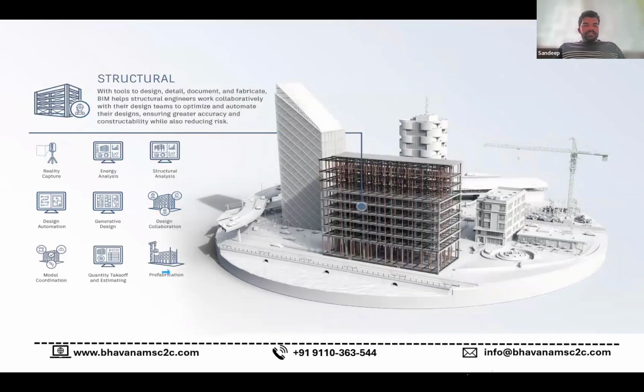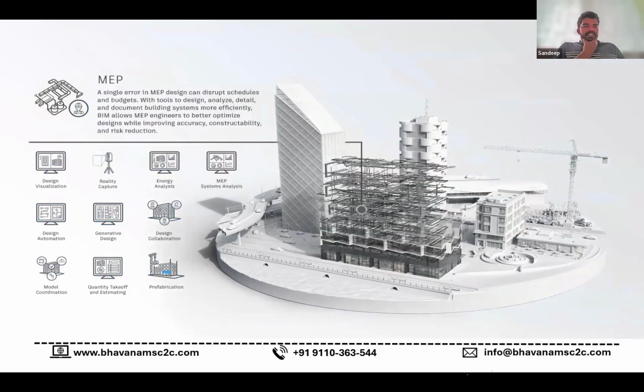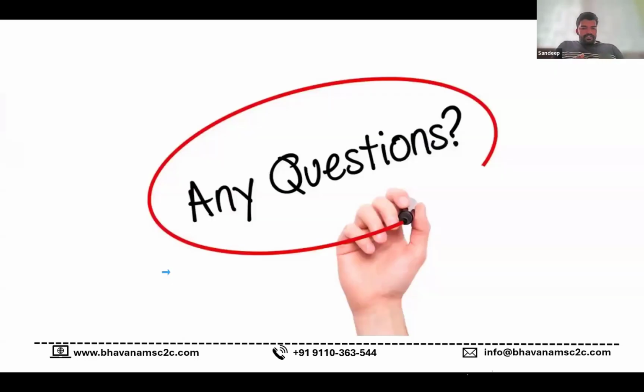Similarly for the structure, we can perform the same kind of capabilities as in architecture, and also MEP. You can see the model with respect to mechanical, electrical, and plumbing. So this is the integrated workflow I can explain in this way: starting with AutoCAD, then Revit, then Navisworks, then Autodesk Docs. This is the overall integrated workflow. With that, I am concluding here.